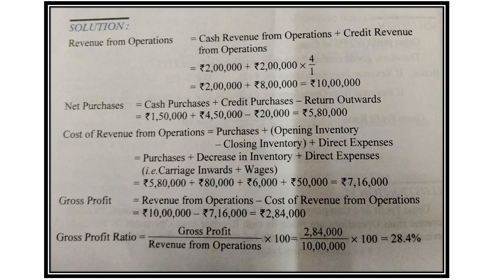And now see once more, let us look one more time. Revenue from operations is 10 lakh. Net purchases is 5 lakh 80,000. Cost of revenue from operations is 7 lakh 16,000. Amount for gross profit is 2 lakh 84,000. And the percentage for gross profit ratio is 28.4.